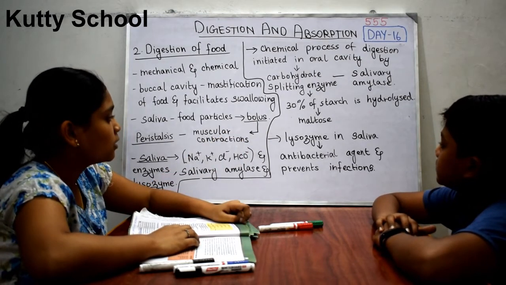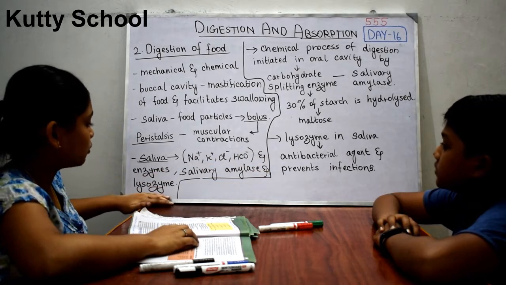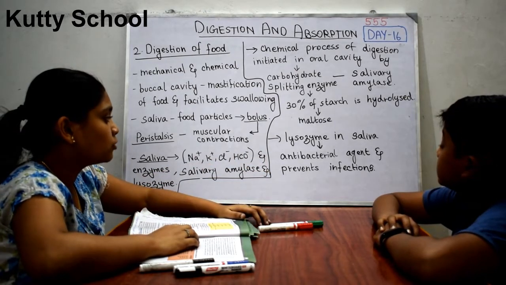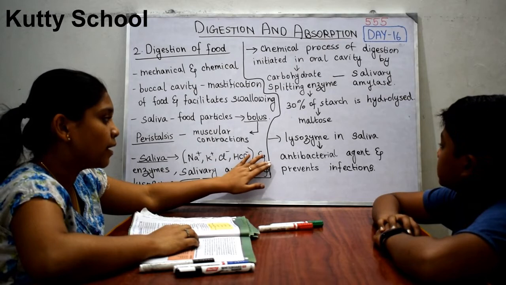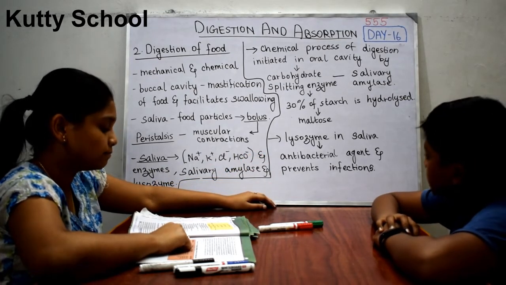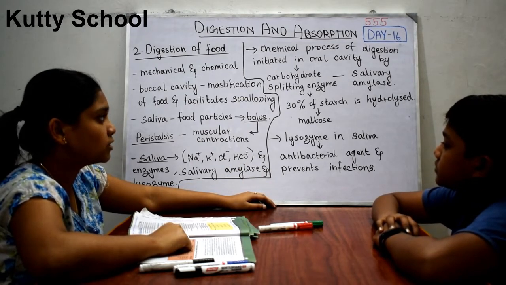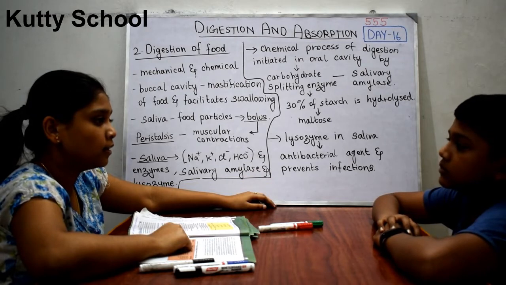The lysozyme present here also constitutes saliva. Lysozyme in saliva is antibacterial. It acts as an antibacterial agent and prevents infections. Next we will see the enzymes which are present in the stomach and duodenum.